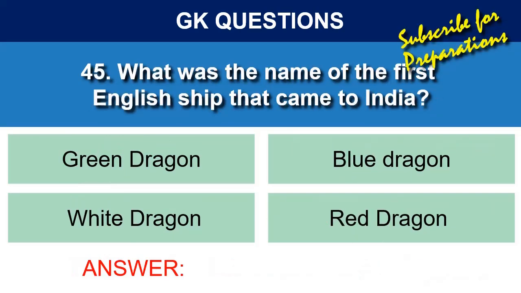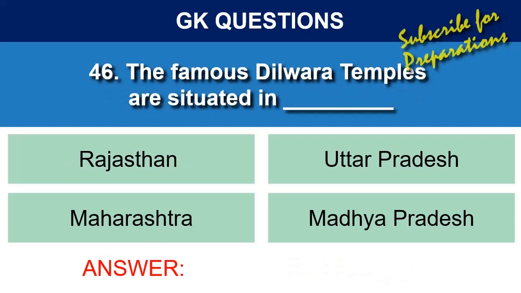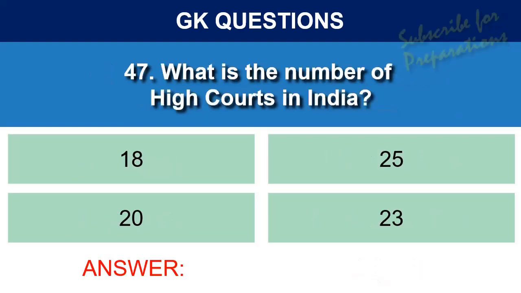What was the name of the first English ship that came to India? Red Dragon. The famous Dilwara temples are situated in Rajasthan. What is the number of high courts in India?